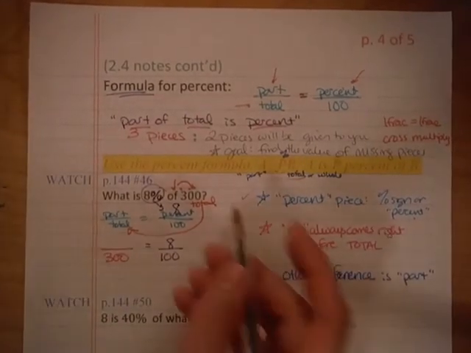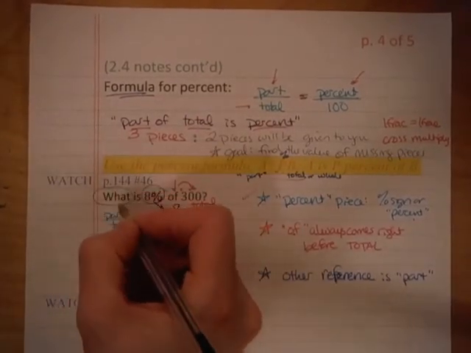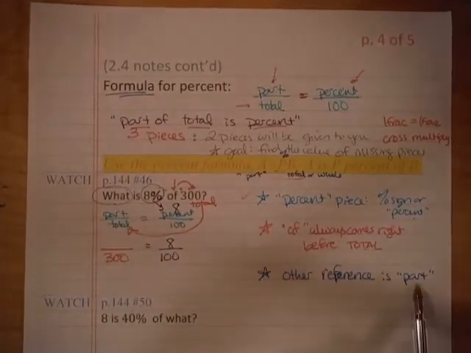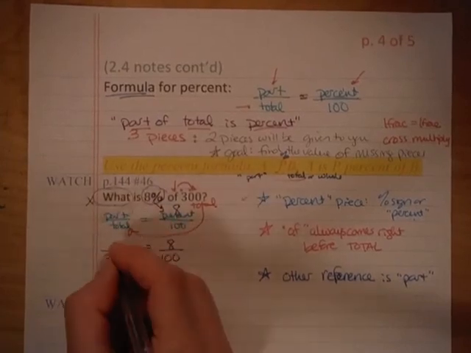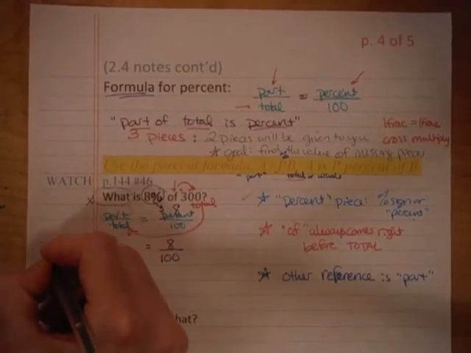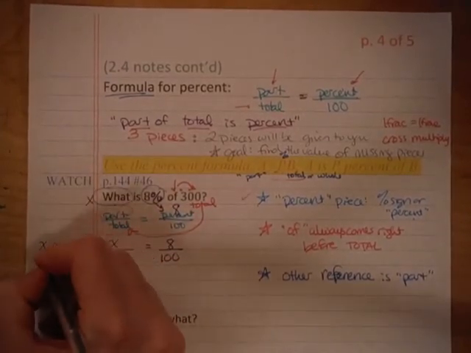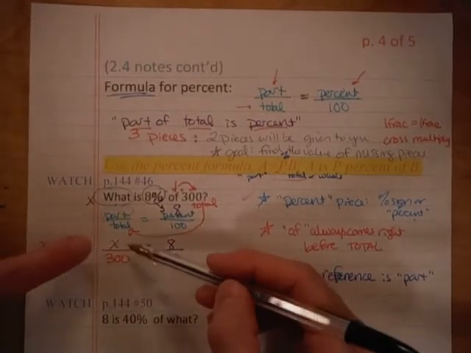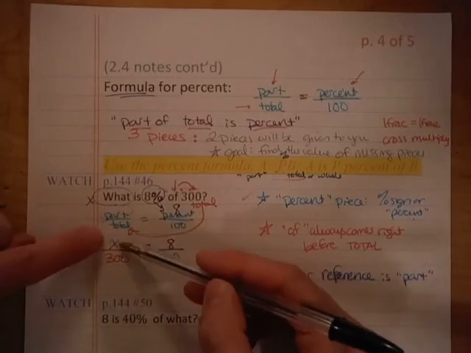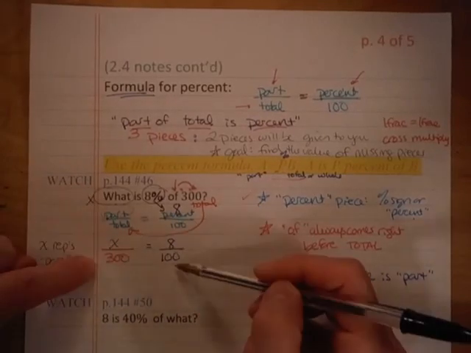So the other thing that's left, in this case they refer to it as what, that is the part. That's the piece that we don't have yet, the part. So that is our x value in this case. So x represents the part of the total that we're trying to find. Okay, it's basically what 8% out of 300 here. What is 8% of 300?